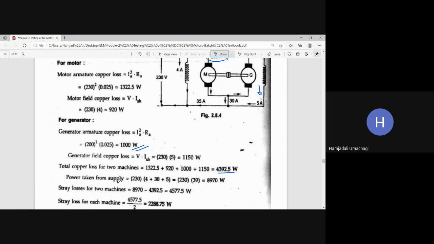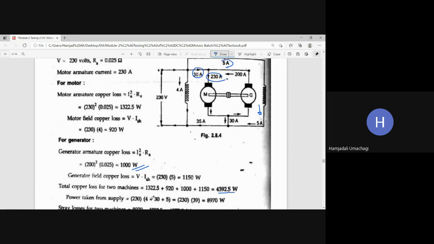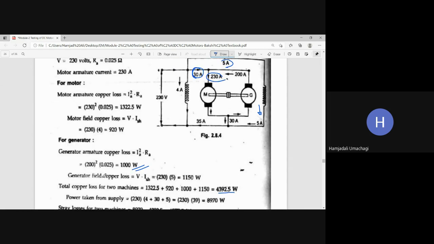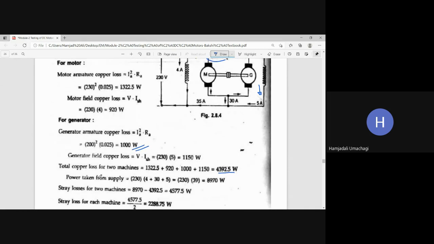Power taken is what? 230, that is the voltage, and current 4 plus 30 plus 5. 4 means field current, 30 means this motor input current, and 5 is the field current of the generator. So 4 plus 30 plus 5 into 230. So this is going to be the input power supply taken. So 230 into 30 plus 5 is 35 plus 4 is 39. So altogether 230 into 39 is 8970 watts.